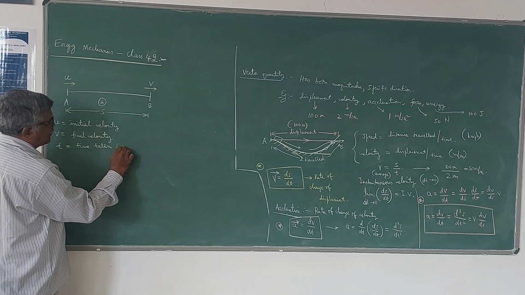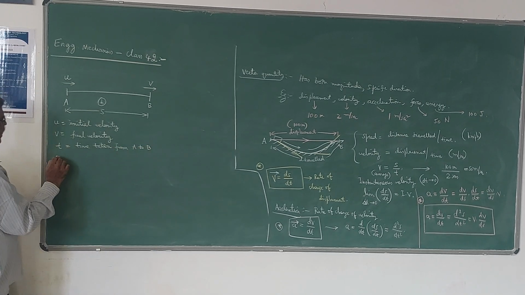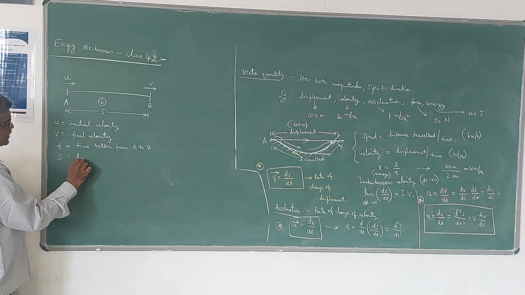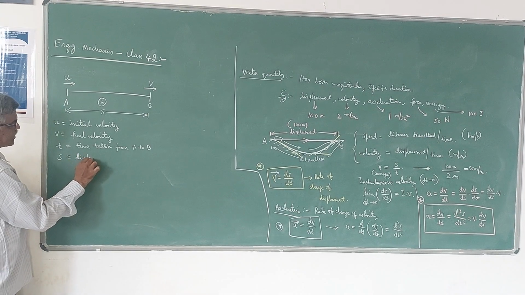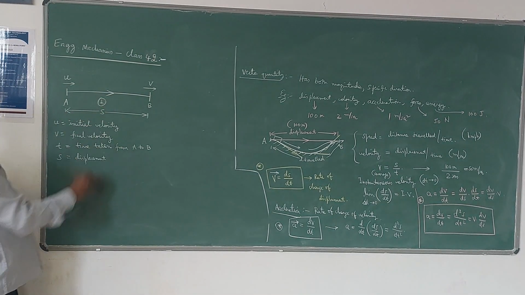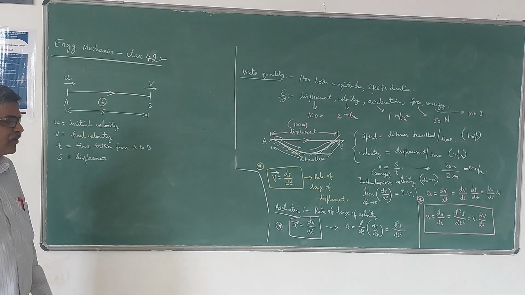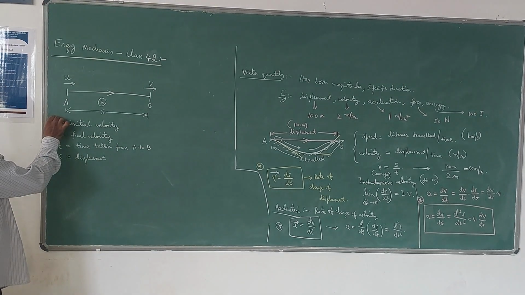So t is the time taken to travel from A to B. Then s is the distance traveled or the displacement. I can write displacement, as it is a better word. So these are the things. If I write an arrow here, that represents displacement. Now these are the four important parameters.